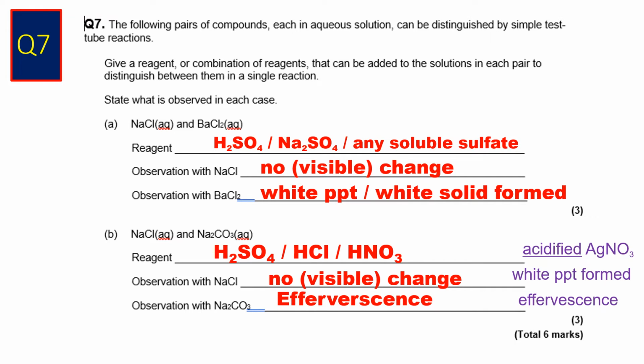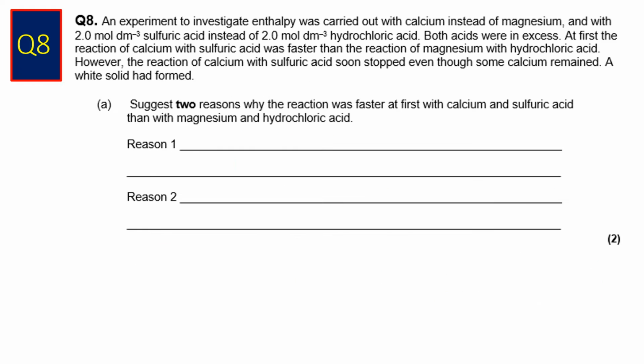You might have decided for part B to use acidified sodium nitrate. In that case, you should have got a white precipitate with the NaCl and again bubbles for the Na2CO3.